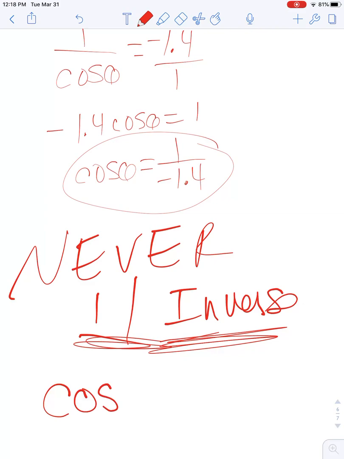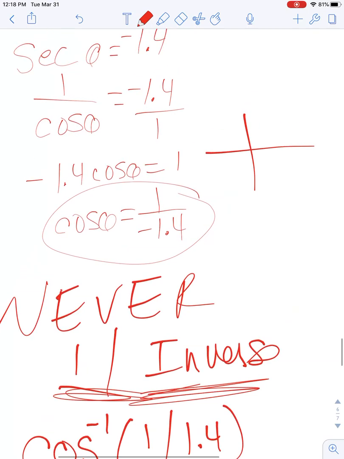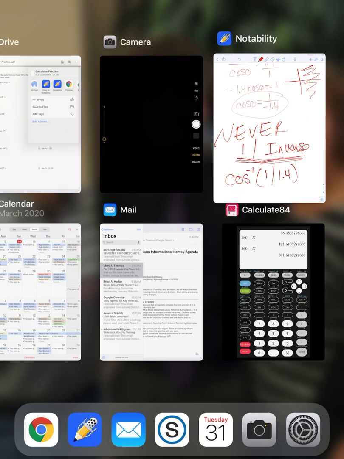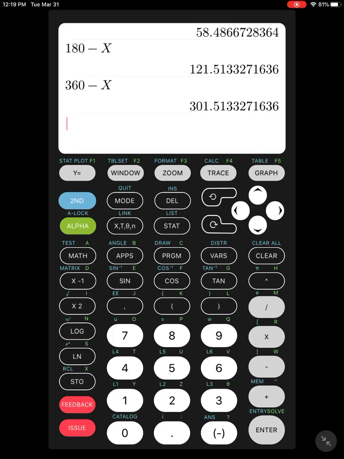So for example, I'm going to go inverse cosine of 1 divided by 1.4. Again, I'm ignoring the negative because I already know what quadrants I'm going to be in. Cosine is negative in 2 and 3, so that's where we're going to be. I'm not putting the negative in the calculator. And there's my reference angle.